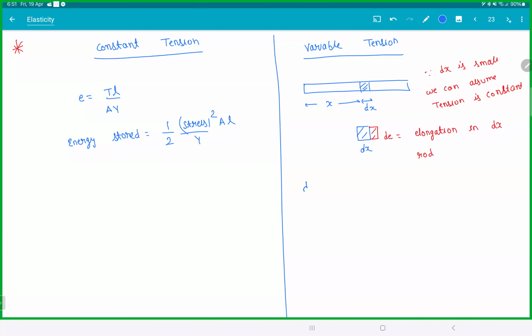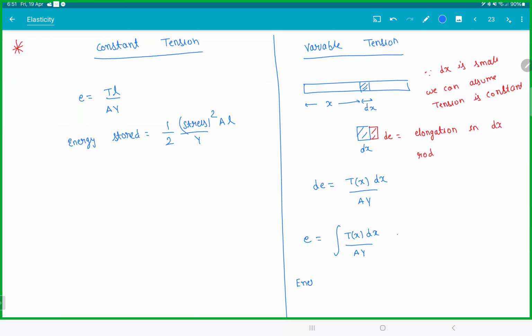Then your formula becomes dE. You still have to use the same formulas. dE will be the tension T of x, into the length, which is dx, by AY. So this is the formula for elongation. So E will be the integral of your tension as a function of x into dx by AY. That will give you the elongation.